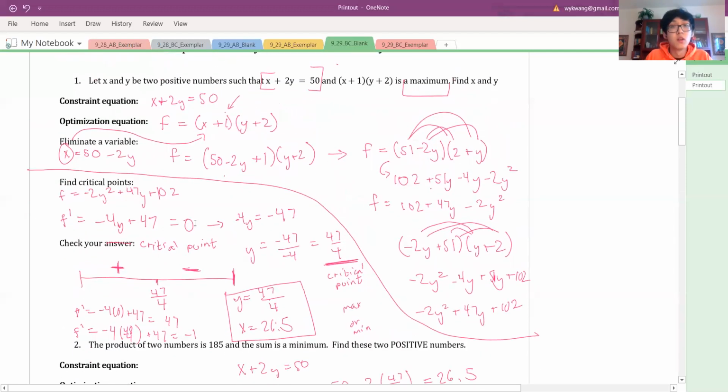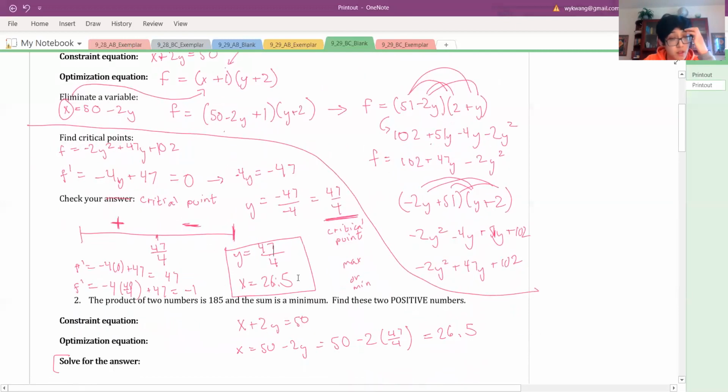So when we're constrained by x plus 2y is equal to 50 and we want to maximize this, the way to maximize it is by saying x is equal to 26.5 and y is equal to 47 over 4. So hopefully that makes sense.